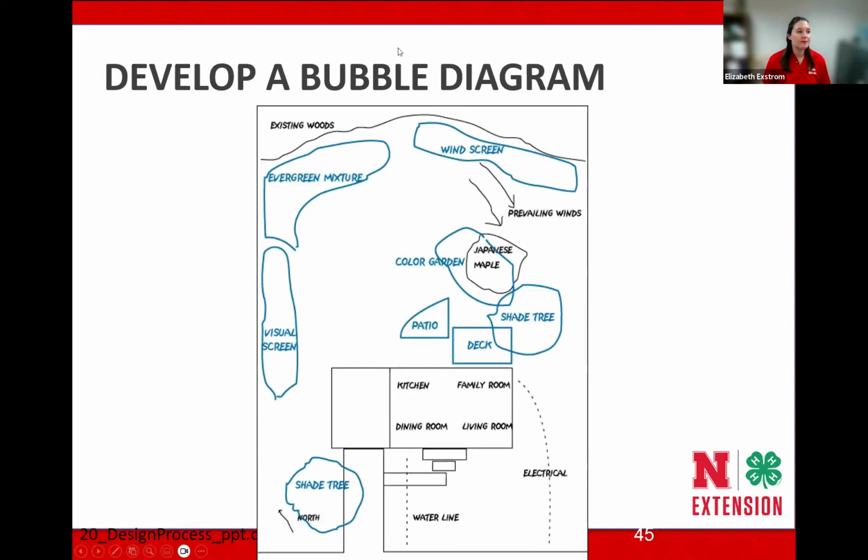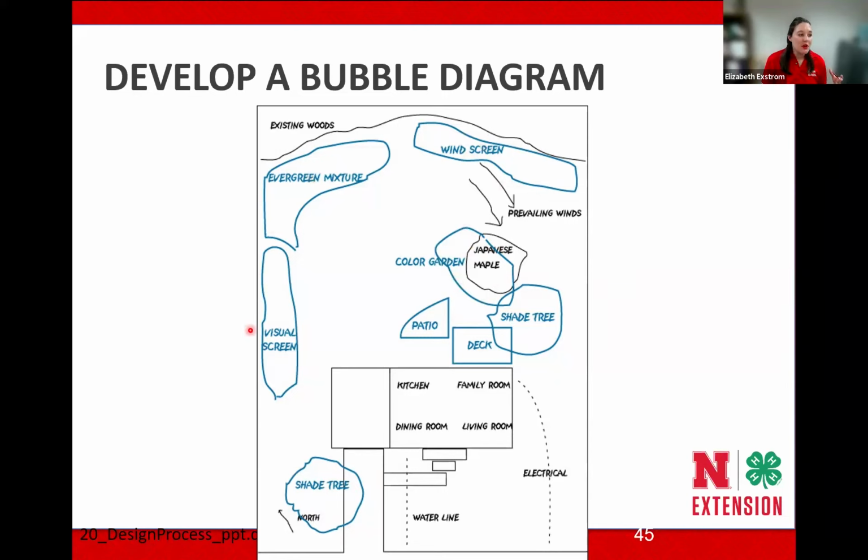So, you know, you want to try to develop that bubble diagram. And what that's going to do is it's going to give you what the function is in that location at that particular time. We're not calling out plants right now. We are looking at, okay, I would like a shade tree in my front yard. We are not saying we want an elm or an oak or anything. We just want a shade tree. We want a shade tree over our back deck. We're going to put in a patio. We're going to put in a color garden under the Japanese maple.